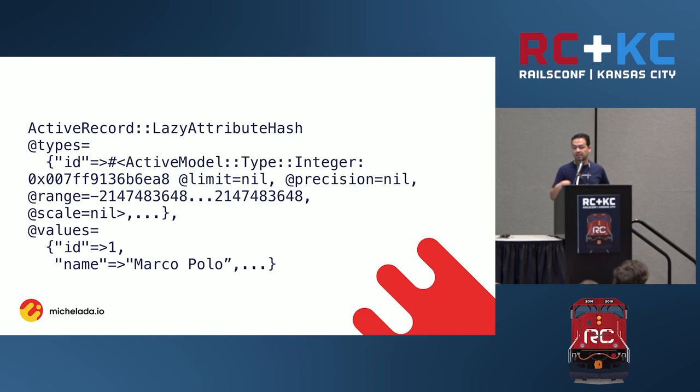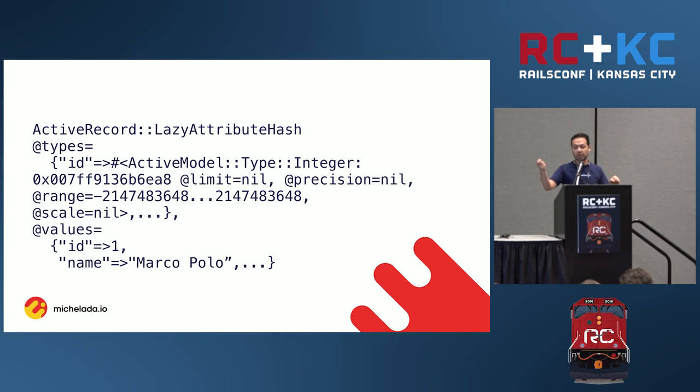If we inspect this lazy attribute hash, we're going to find out that it has two main variables here. The first one is the types. Do you remember at some point I told you that once that we get the schema, we need a cast type, and this cast type is the way that would allow us to convert the data from the database into a Ruby type. So here we have this hash where we can see, for each of the attributes, what is the cast type that is going to be used.